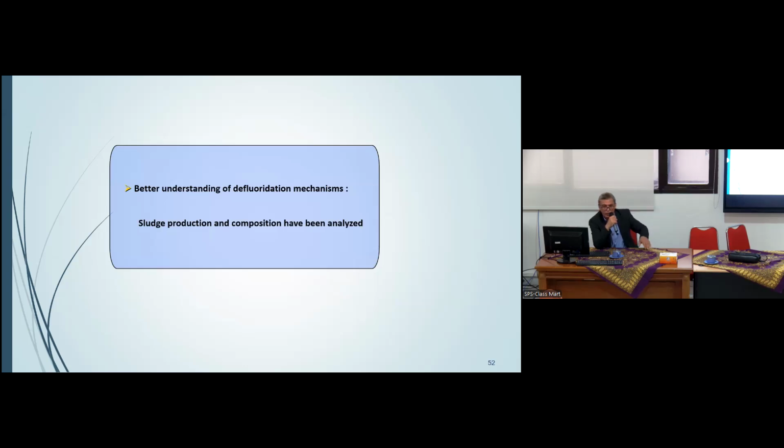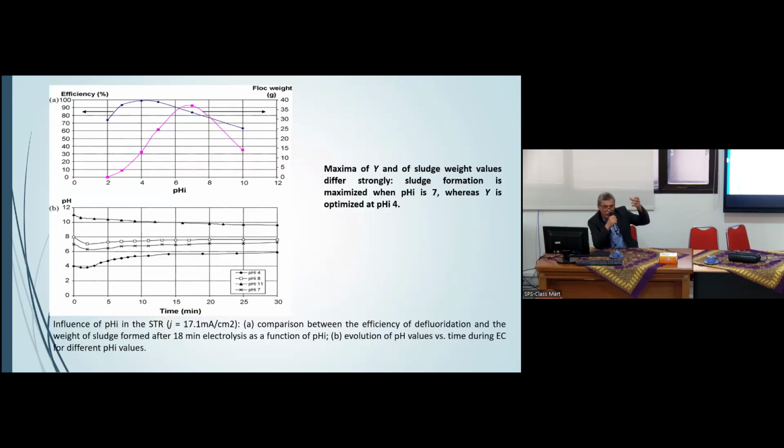So we have to understand why pH 4 is more efficient than pH 7. For better understanding of the removal mechanism, the sludge production and composition have been analyzed. We have analyzed the floc and the solution. Here we have the weight of floc. For pH 7, for example, we have a large amount of floc compared to pH 4. Even so, we have more efficiency for pH 4 than pH 7.